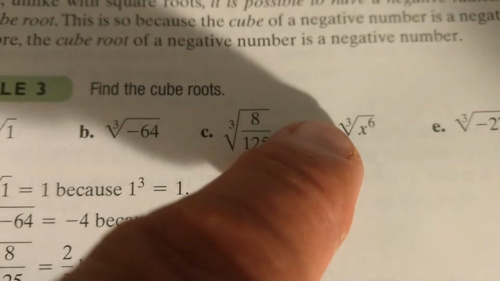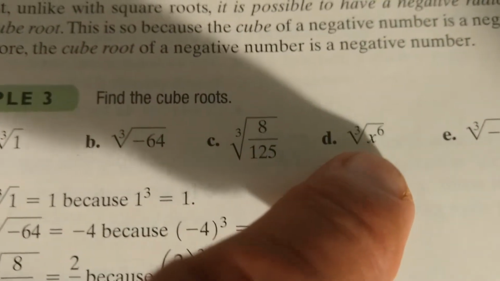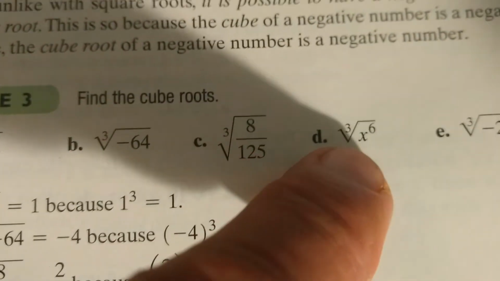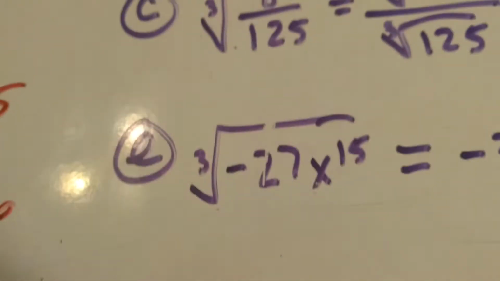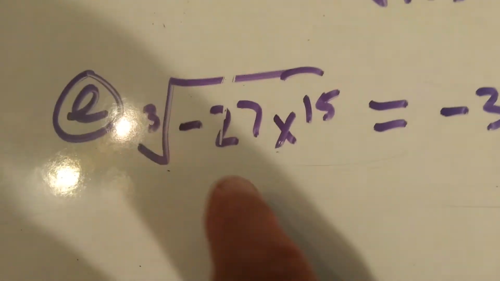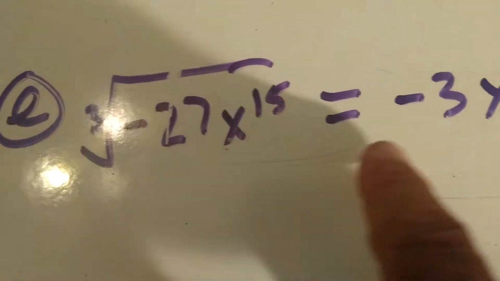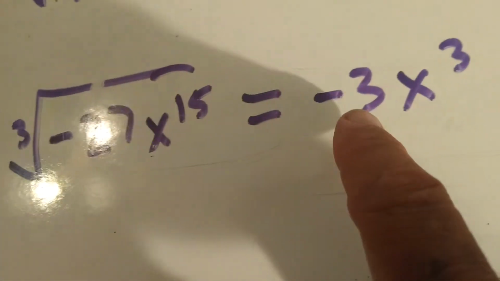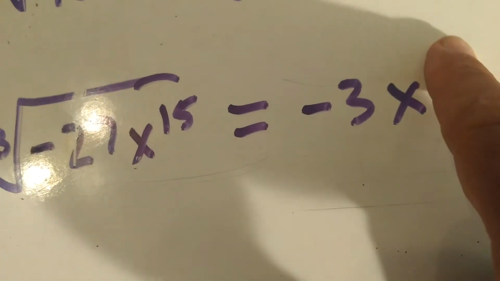See how there's this little 3 outside? If I take this 3 and divide it into the 6, I get x squared. So cube root of x to the 6th is x squared. Coming back to letter E, I'm going to do the same thing. I know the cube root of negative 27 is negative 3. I know this 3 divides into this 15 and gives me 5.